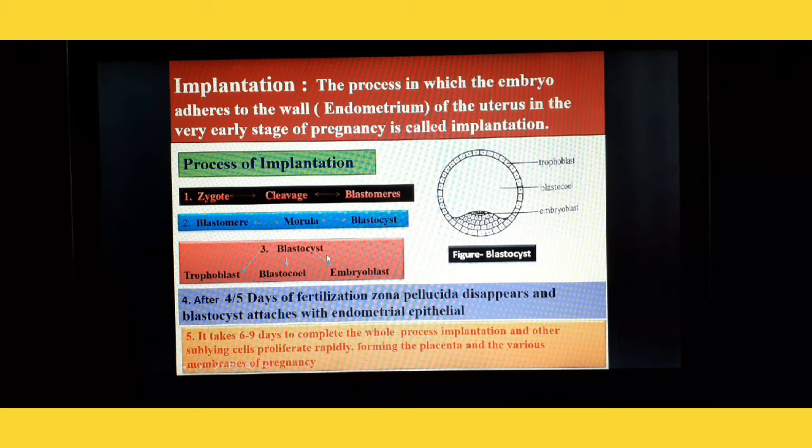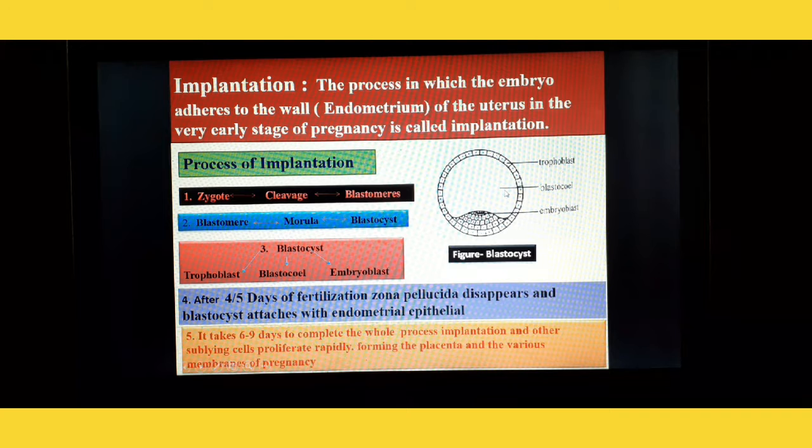A cavity soon forms in the morula, converting it into a blastocyst. Here blastomeres form the blastocyst through the morula stage. And here is the figure of the blastocyst. The blastocyst consists of 3 parts: one is the trophoblast, another is the blastocoele, and the third is the embryoblast. Here the inner cell mass, or embryoblast, gives rise to the embryo.